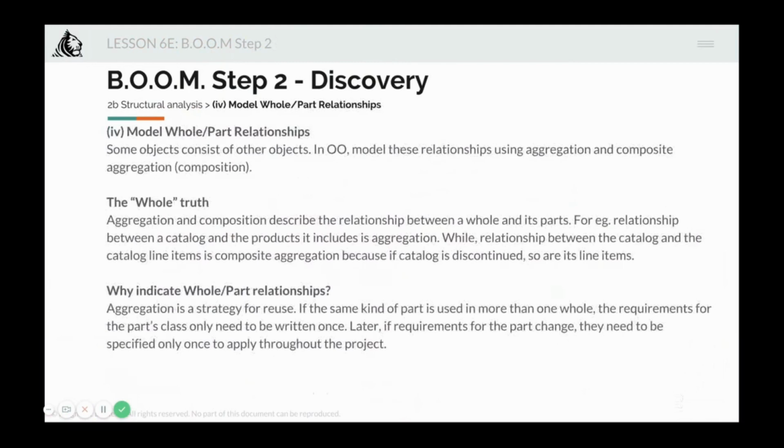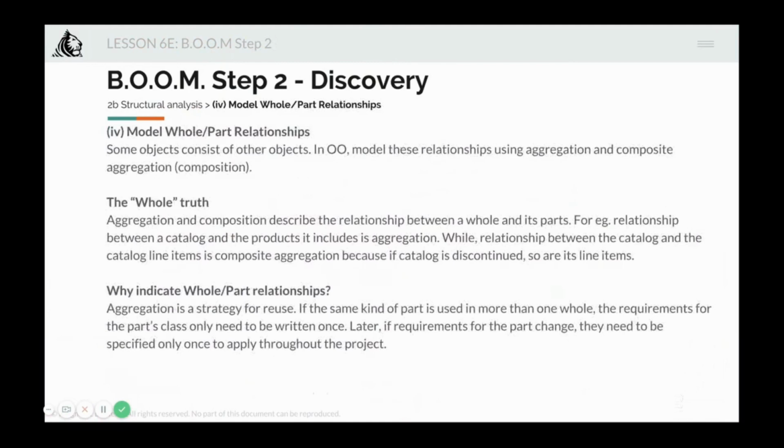What are some of the examples of whole part relationships? Well, the relationship between a catalog and the products that it includes is aggregation. On the other hand, the relationship between the catalog and the catalog line items that refer to these products is composite aggregation, because if the catalog is discontinued, so are its line items. The relationship between a travel booking and its flight, hotel, and car rental reservations is composite aggregation as well, since the cancellation of a booking also removes its reservations.